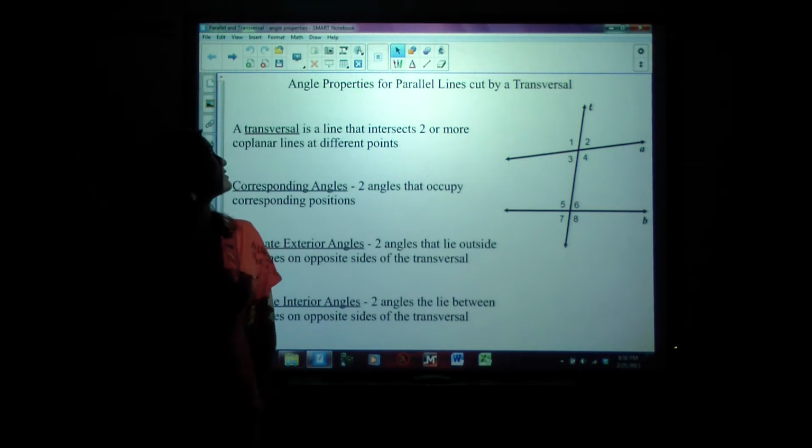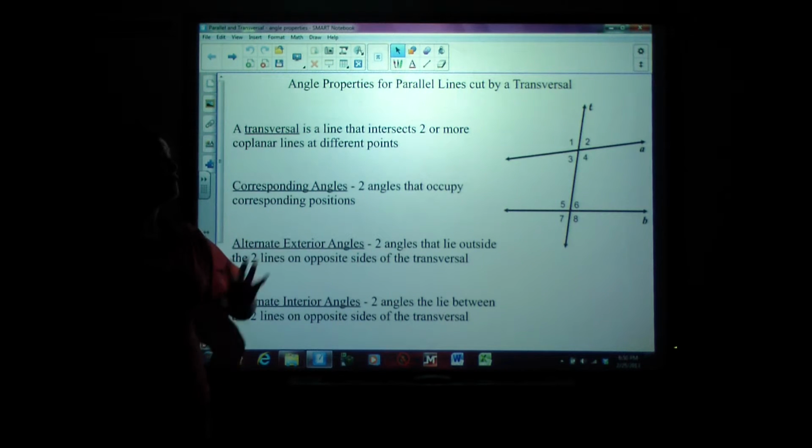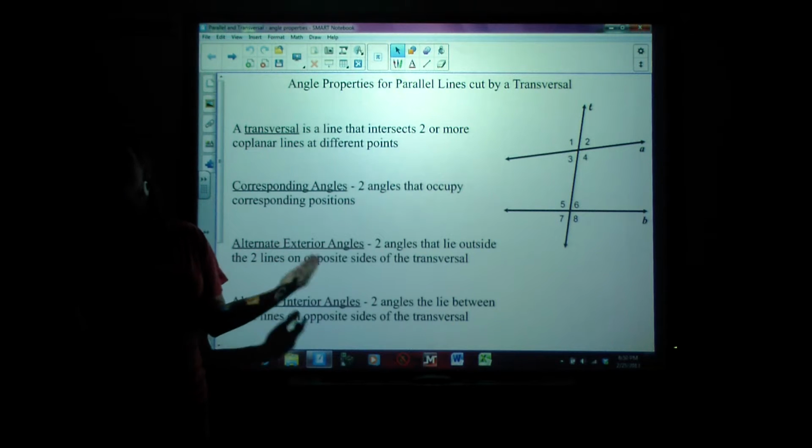This MCA lesson is all about angle properties of parallel lines cut by a transversal. So first, we're going to start off with definitions of some terminology that you need to remember.